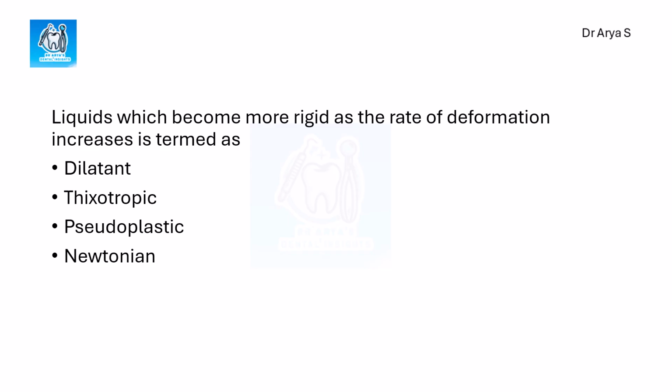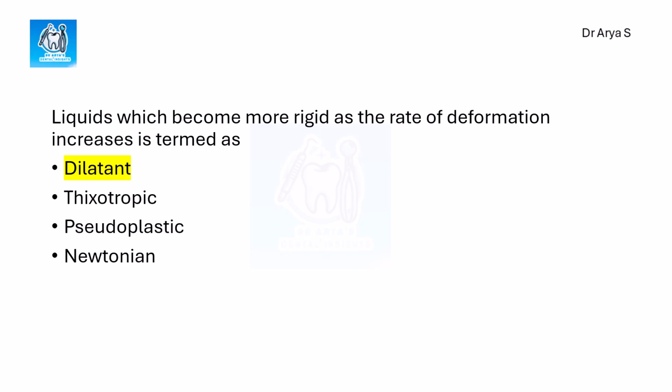And there are five types of fluids. First one is the dilatant, then Newtonian, thixotropic fluid, pseudoplastic fluid, and viscoelastic fluid. Liquids which become more rigid as the rate of deformation increases. Here, what type of liquid becomes more rigid as the rate of deformation increases? Here the answer is dilatant fluid.